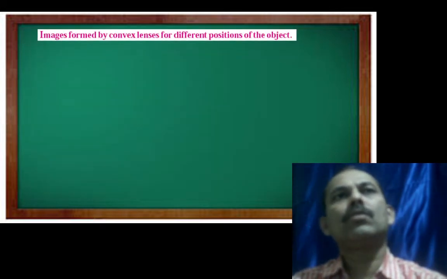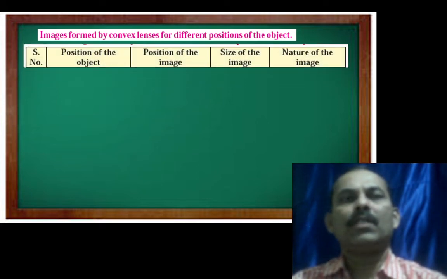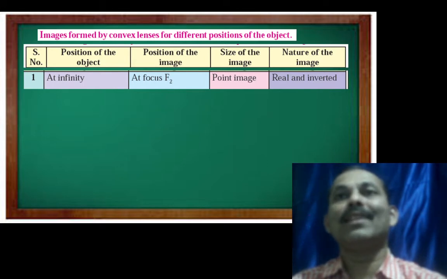So we'll see about images formed by convex lenses for different positions of the object. For this purpose, you have to take the position of the object, position of the image, size of the image and nature of the image. If the object is at infinity, the position of the image will be at focus f2. At that time, the size of the image is a point image and the nature of the image is real and inverted.